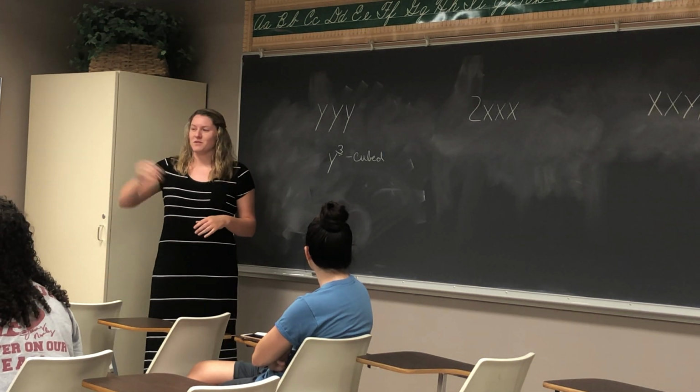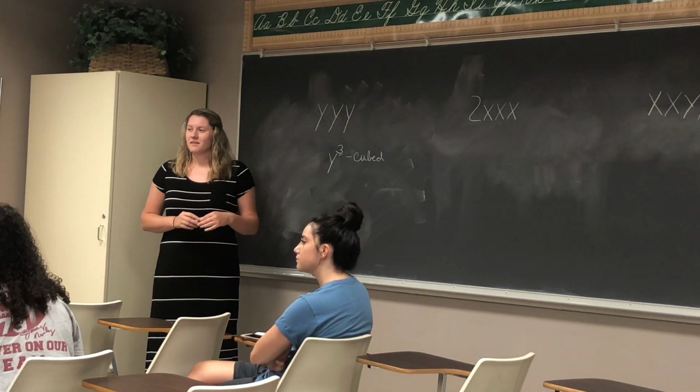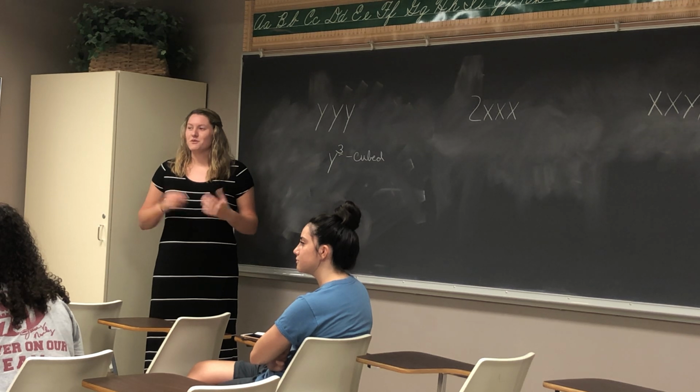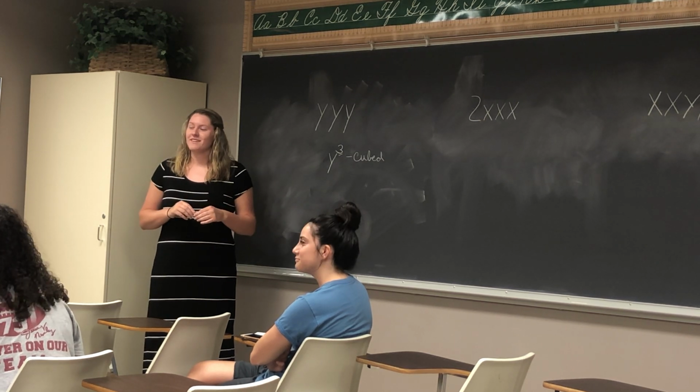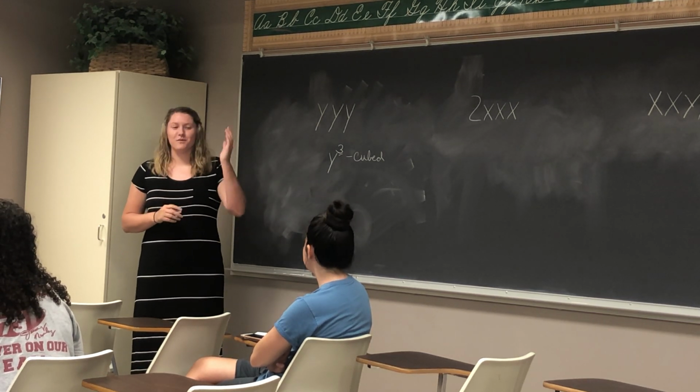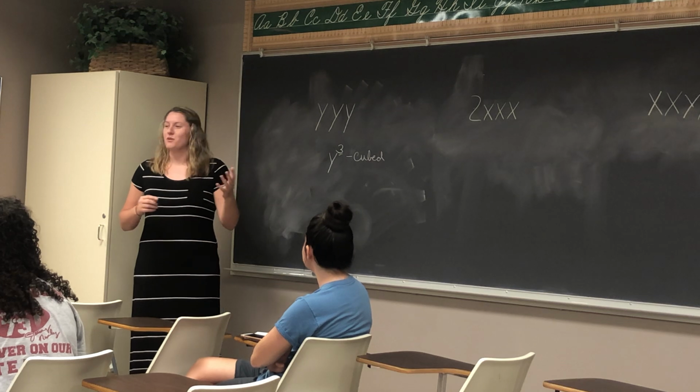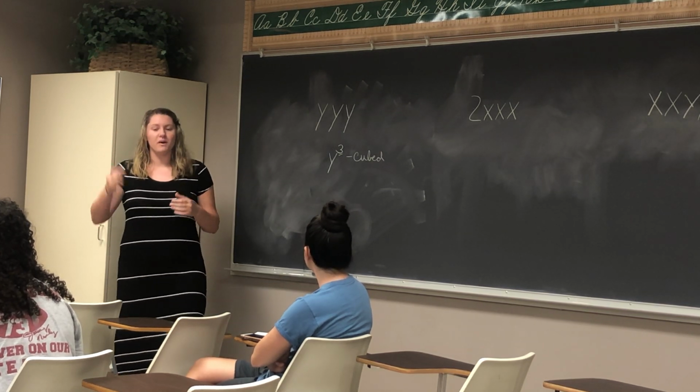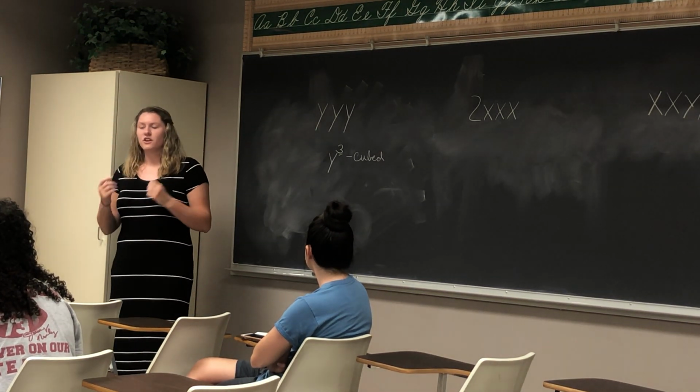Give me an example of something cubed, Maya. 3 cubed. 3 cubed. Jobin? 4 cubed. 4 cubed. Anna Grace? 7 cubed. 7 cubed. Tiffany? 10 cubed. 10 cubed. So any number that is to the 3rd power is going to be called cubed.